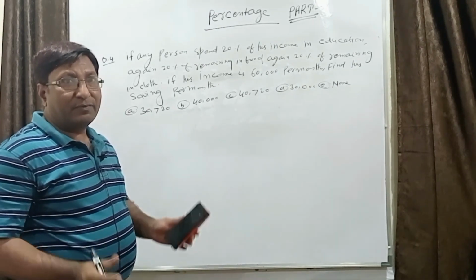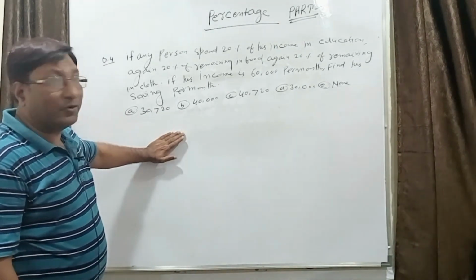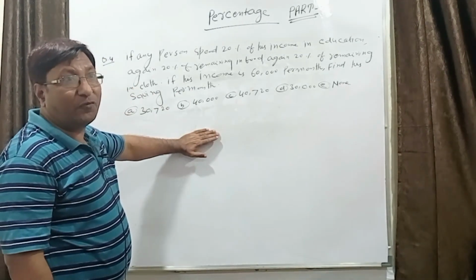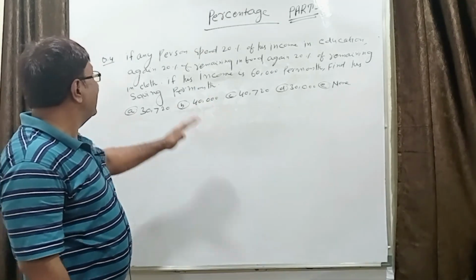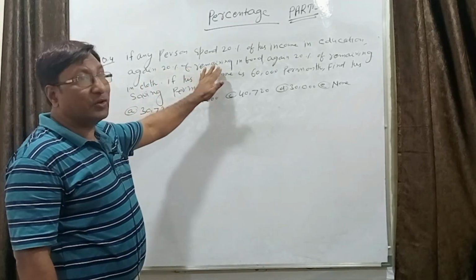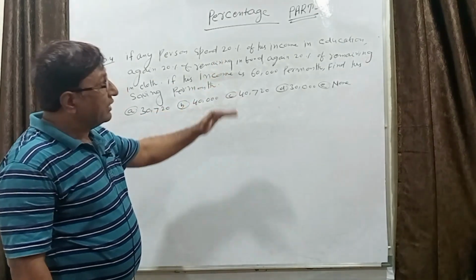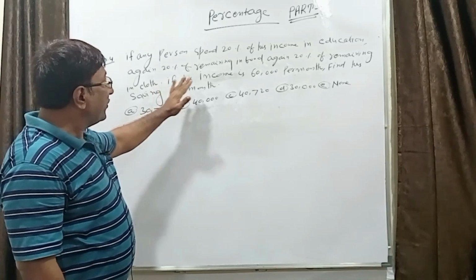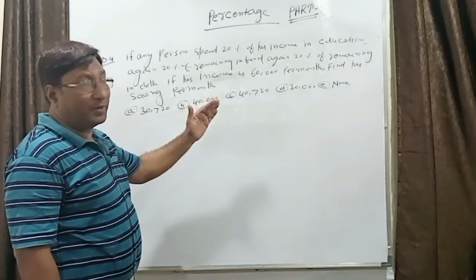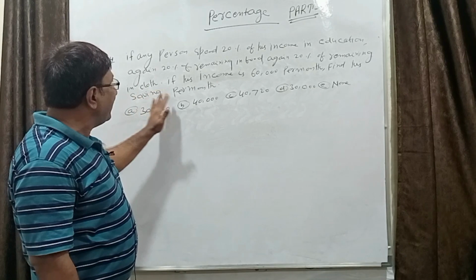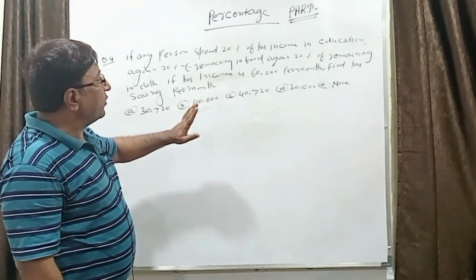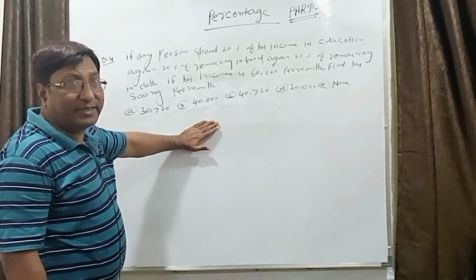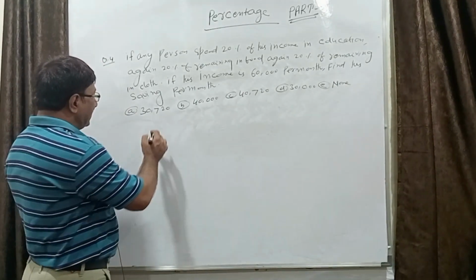Now see question number 4. The fourth question is: if any person has spent 20% of his income on education, again 20% of the remaining on food, again 20% of the remaining on clothes, and his income is 60,000 per month, then find his saving per month. So for this type of question, there are two methods. First, I am solving this question by the tricky approach. So what is the trick for this type of question?